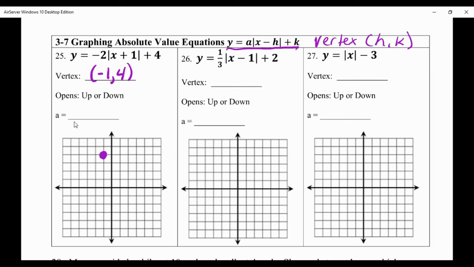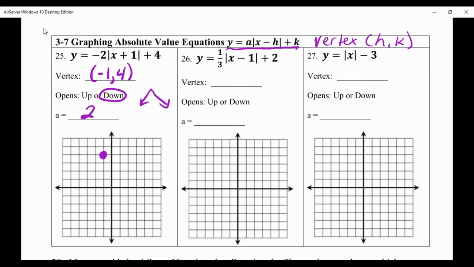Now we want to determine if this graph opens up or down. And we do that by looking at the sign of the a value. The a value is negative, so this graph is going to open down. And the a value is 2. You could also write that as -2, but we've already determined it's negative because it's opening down. And now we're ready to graph.